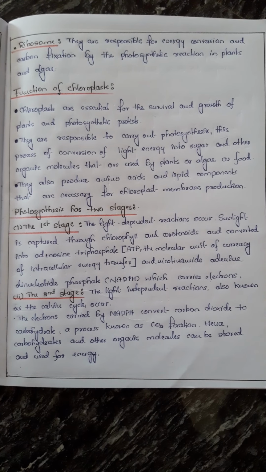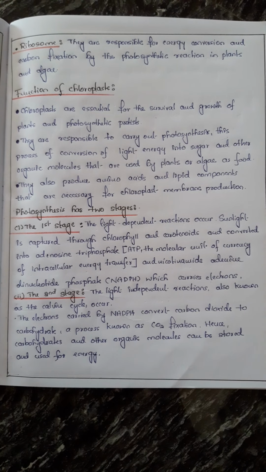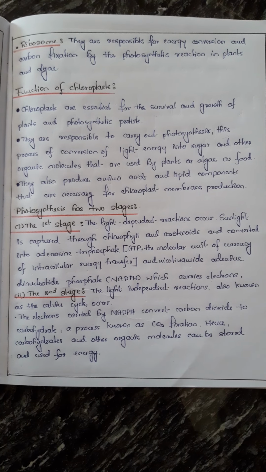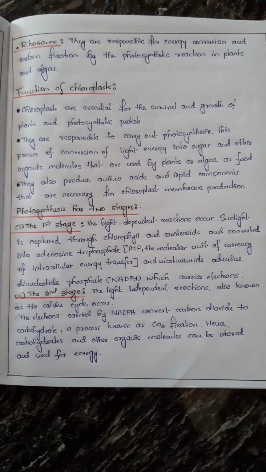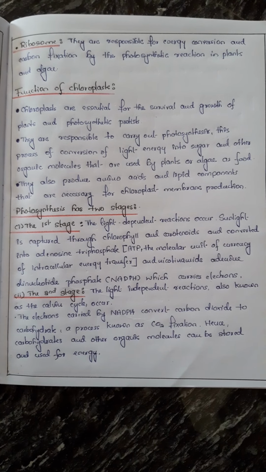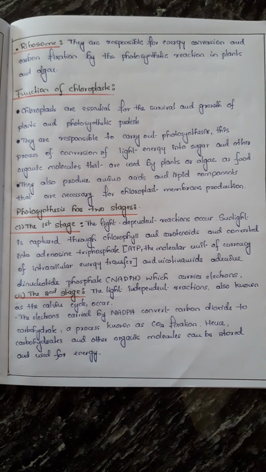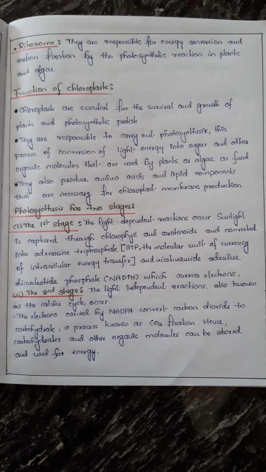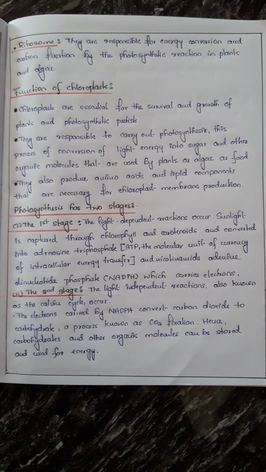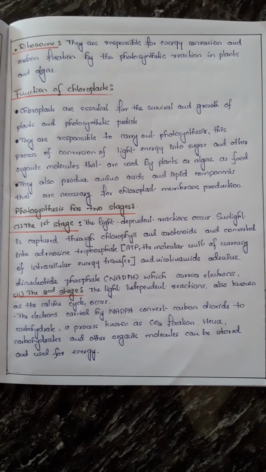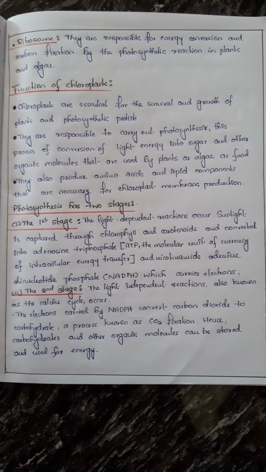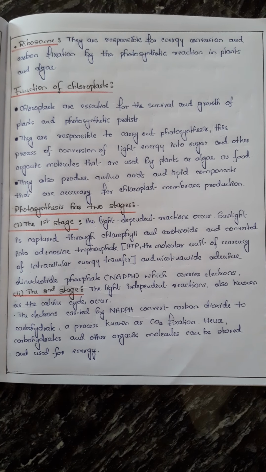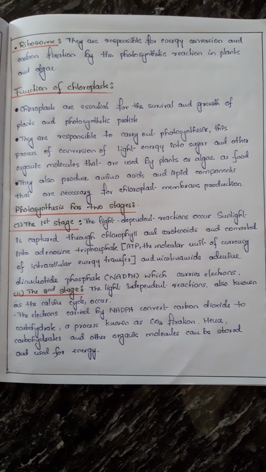Photosynthesis has two stages, first stage and the second stage. First stage is light dependent, second stage is light independent. Now move on to first stage. Light dependent reactions occur. Sunlight is captured through chlorophyll and carotenoids and converted into adenosine triphosphate ATP, the molecular unit of currency of intercellular energy transfer, and nicotinamide adenine dinucleotide phosphate NADPH, which carries electrons.